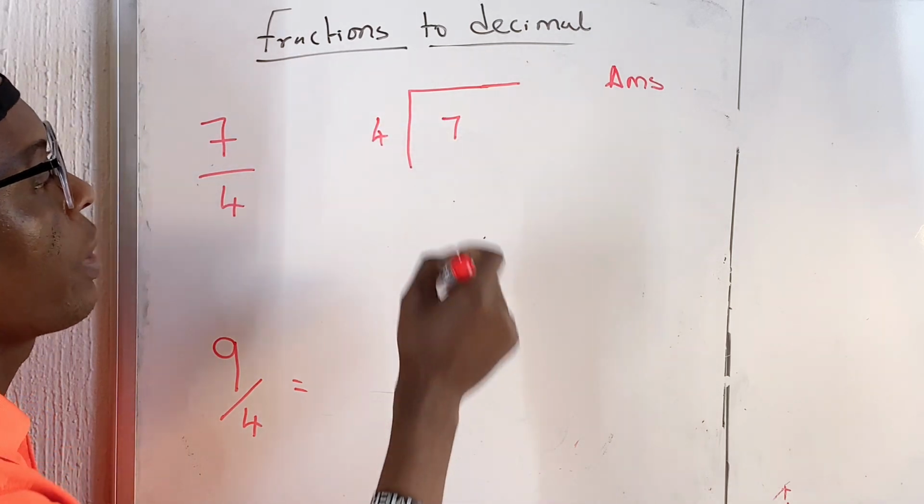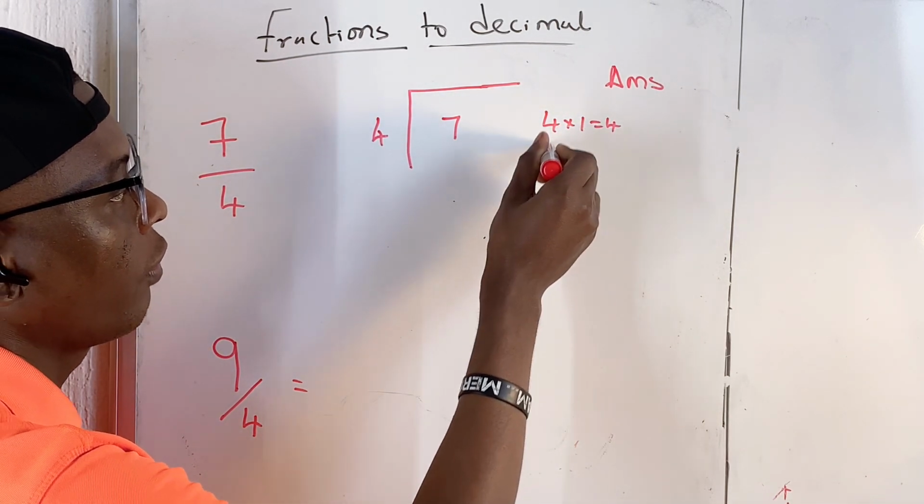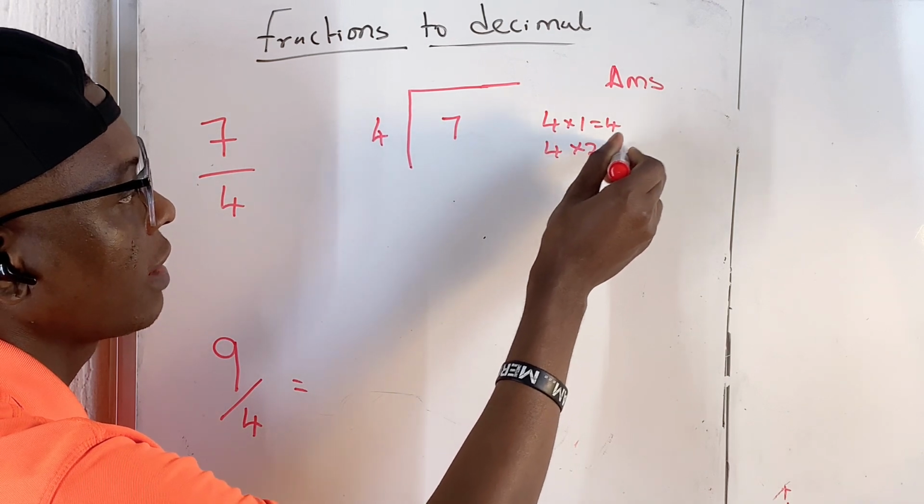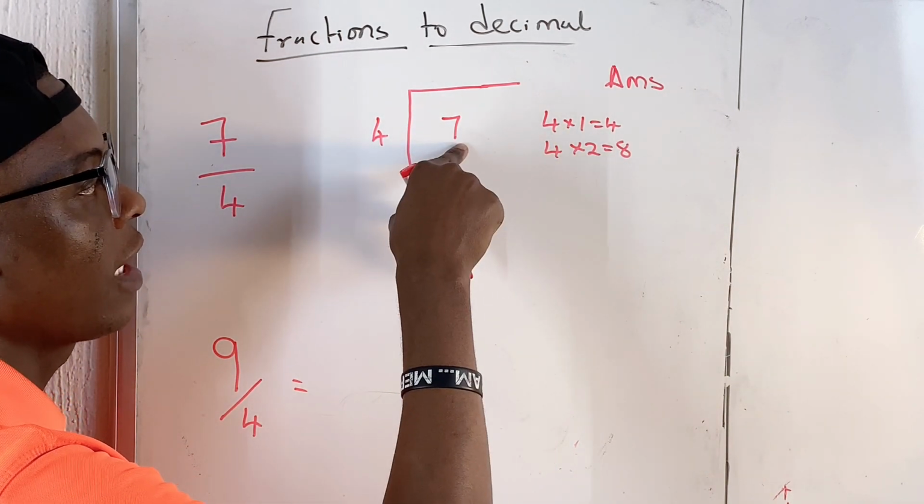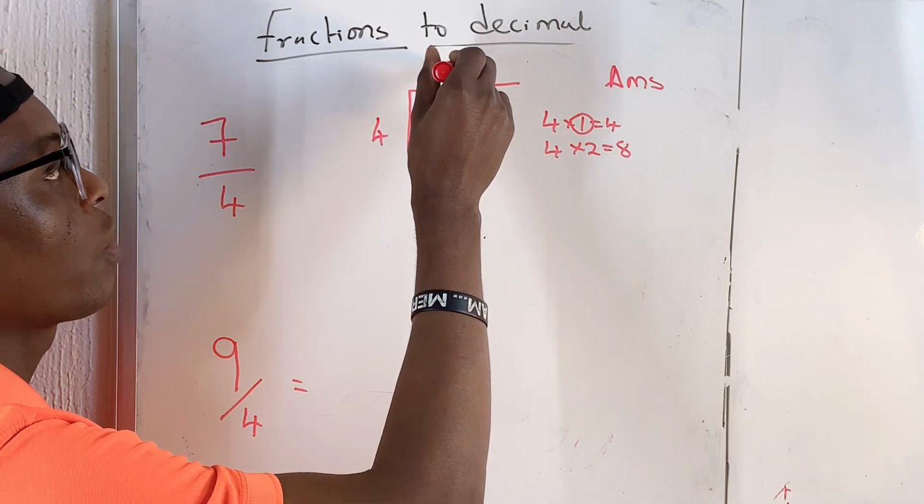Now, how many times will 4 go into 7? 4 times 1 is 4. 4 times 2 is 8. So 8 is greater than 7. Therefore, we are going to take this 1. So we'll write 1 at the top.